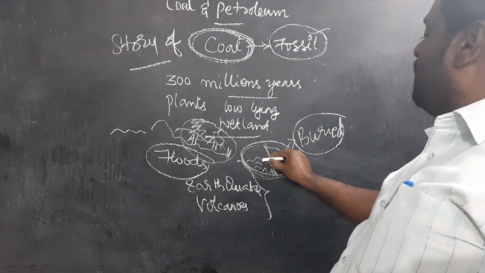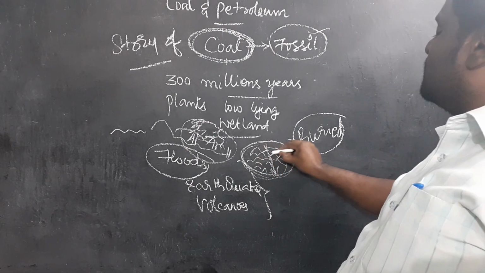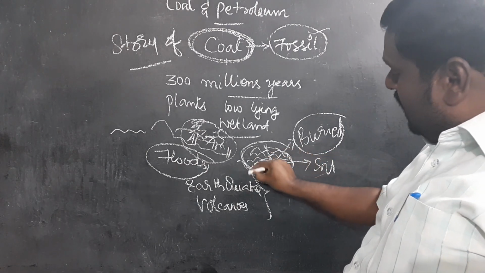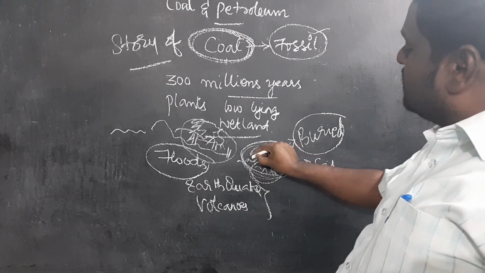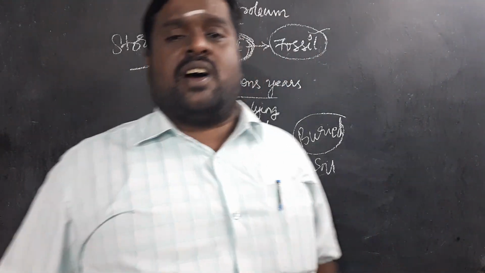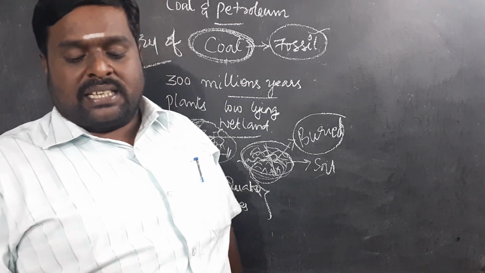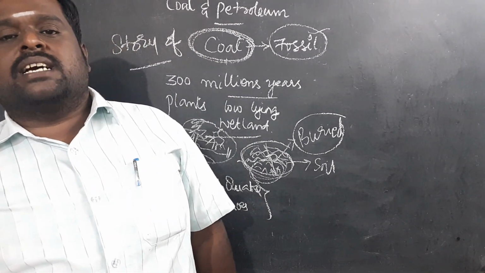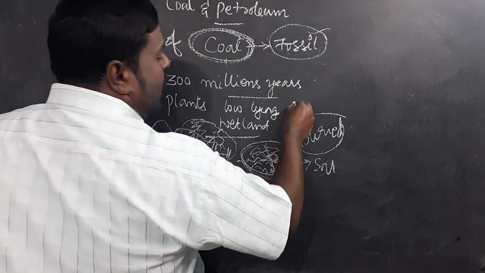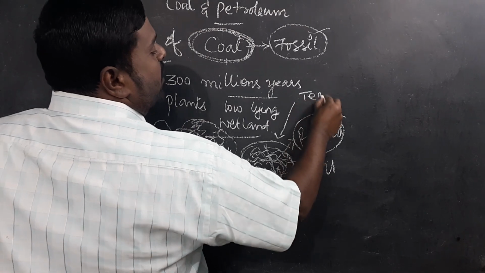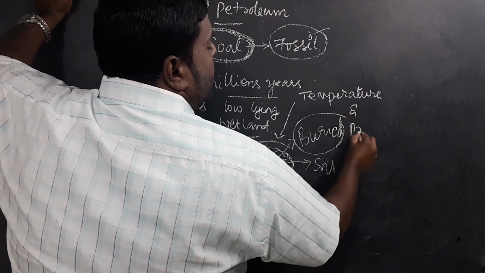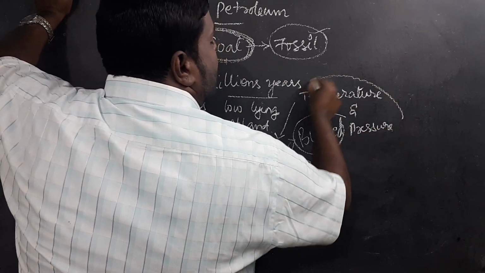As it is buried under the earth, you will have formation of soil. Different layers of soil are formed, and here you will have that coal. As different layers of soil are formed, definitely the temperature continuously increases. Due to high temperature and pressure, what happens here?